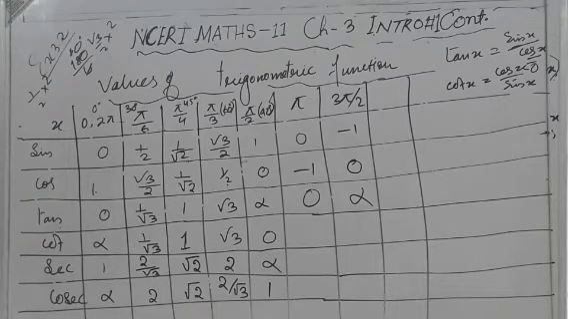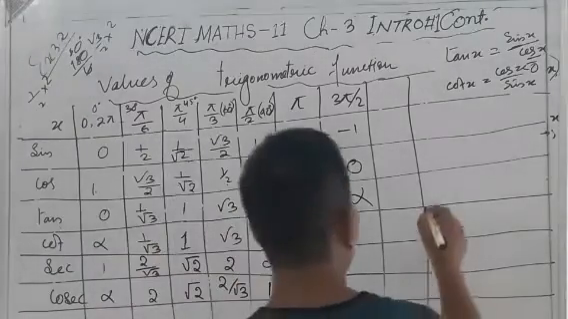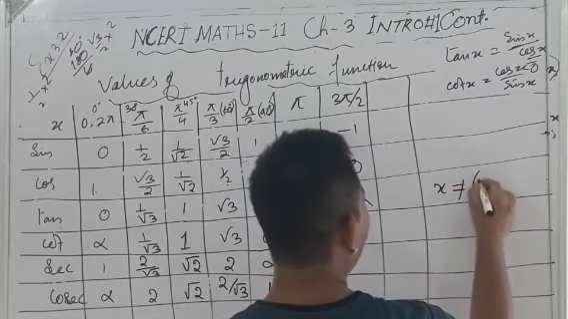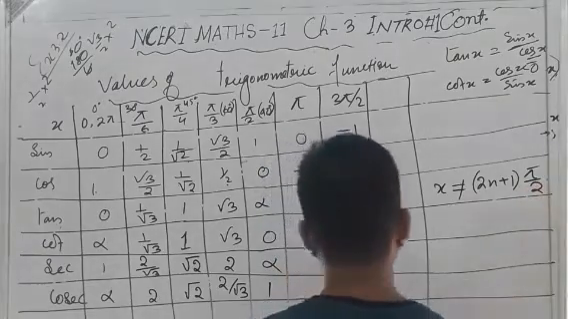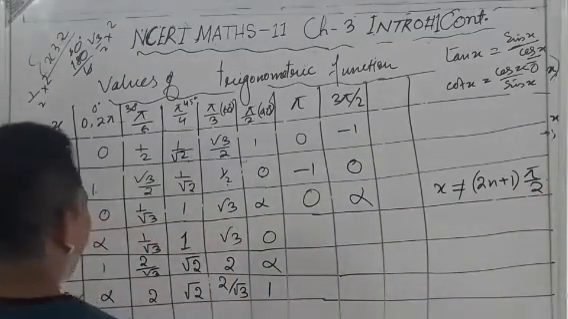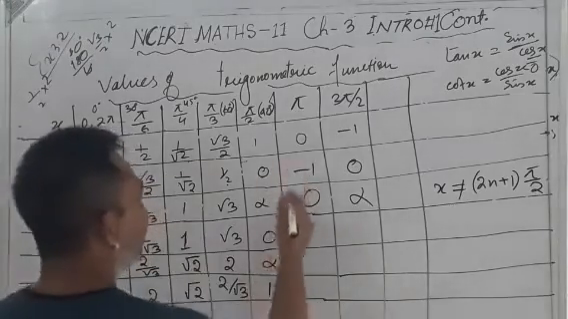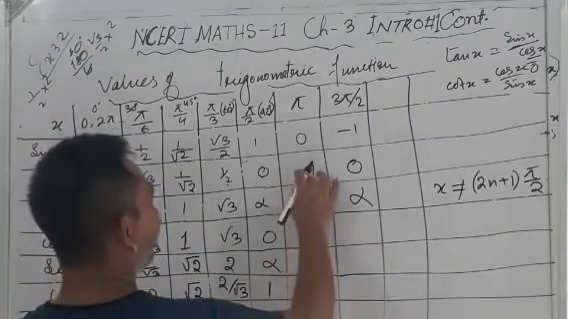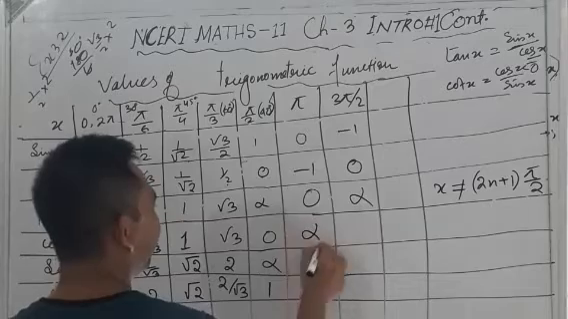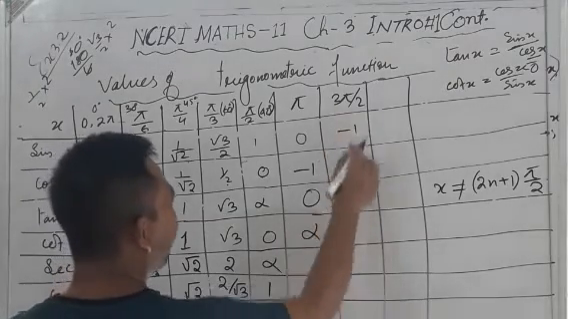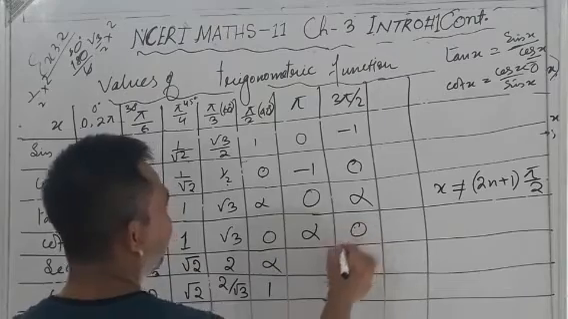For what condition? We have some condition, correct? What is that condition? For x not equal to 2n plus 1 times pi by 2, this is the condition. Next, just the opposite of this, cos and sin, correct? So it will be minus 1 by 0, so it is not defined. And then it will be 0 by minus 1, so it is defined. Yes or no? So it will be 0, correct?